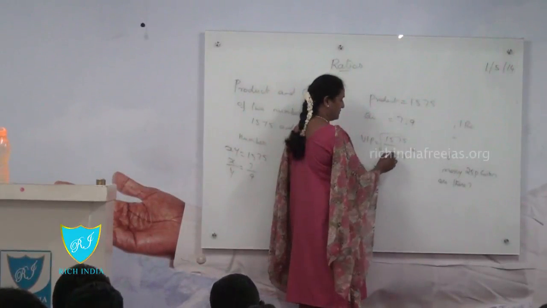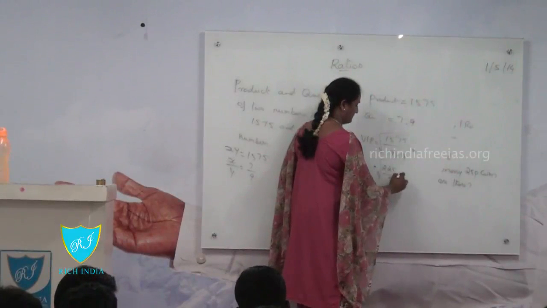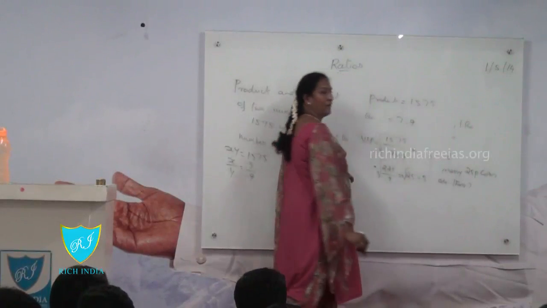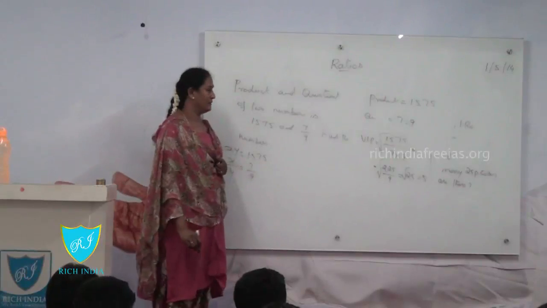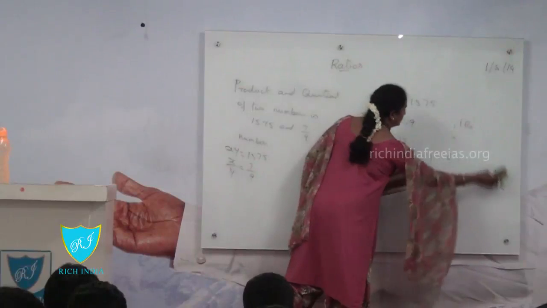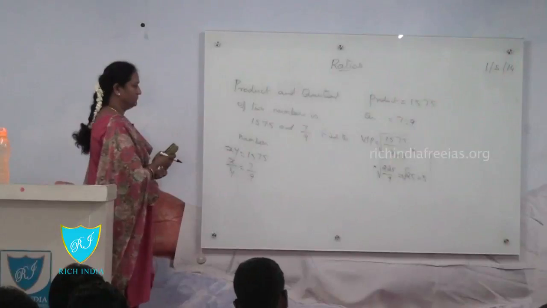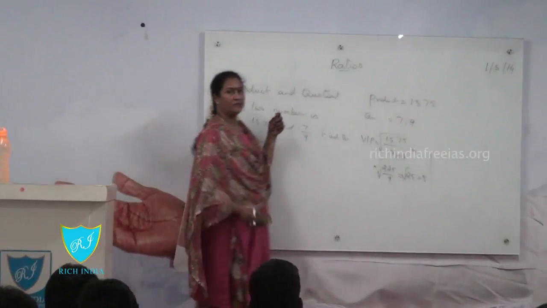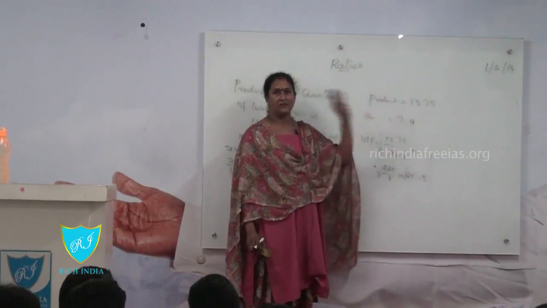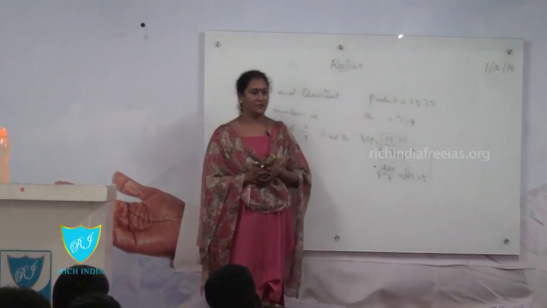So you simplify this. You get the value of one part is 5. Once you have the value of one part as 5, you can find the numbers. 5 into 7, 35 is one number. 5 into 9, 45 is the other number.